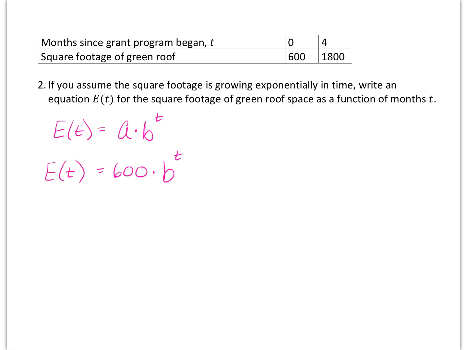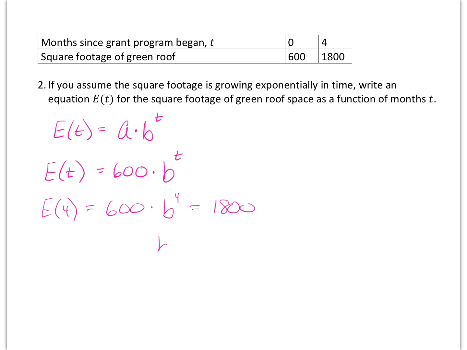And I just have to figure out what b is. I'm going to use my other point to figure out what b is. If I plug a 4 into this equation, so E of 4, that would be 600 times b to the 4th. That's supposed to give me 1800, because I know that when t is 4, square footage is 1800. And now I can try to solve this equation for b.